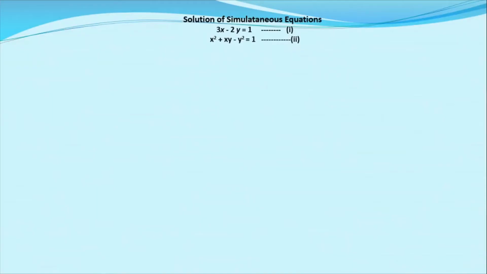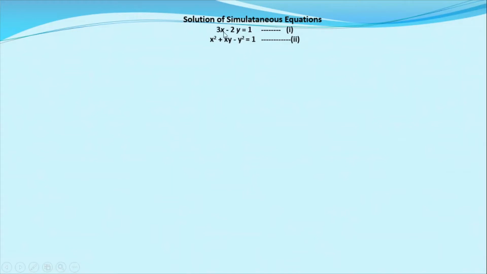The topic for discussion is the solution of simultaneous equations. We are given two equations, one is a linear equation and the second is a quadratic equation. So we have to find their solution. Simultaneous equations means we have to find their common solution, the solution which is valid for both equations.